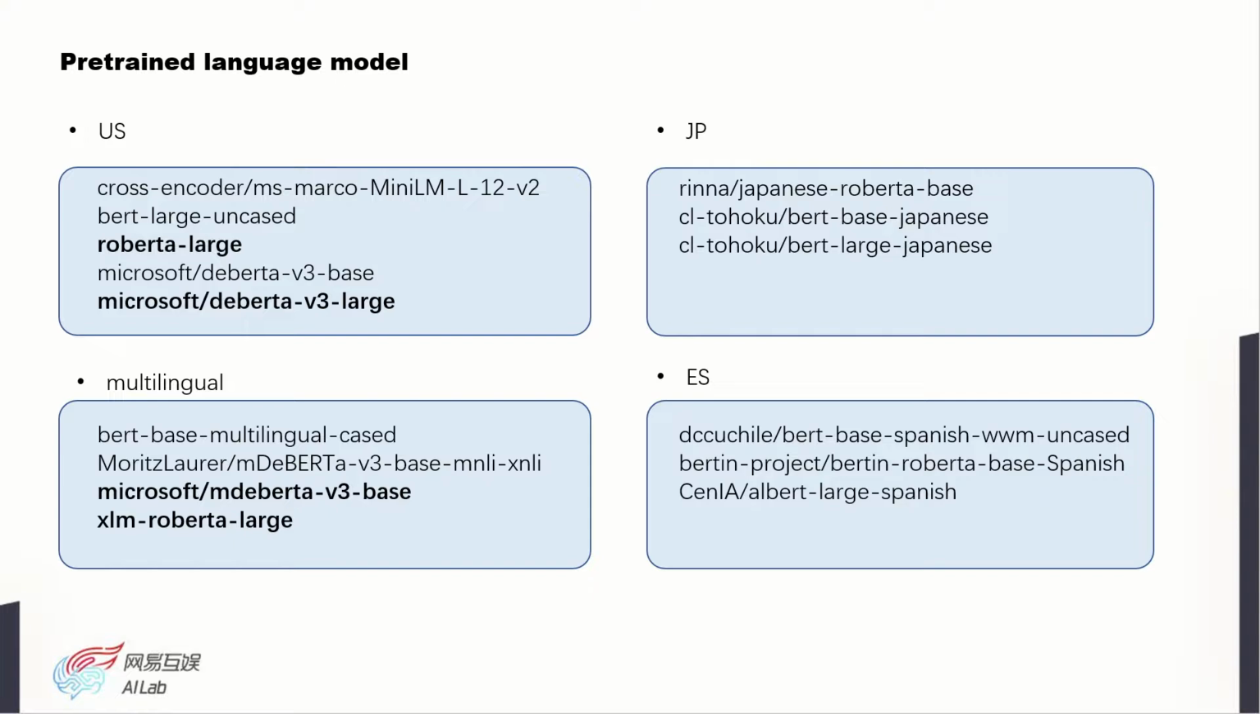There are many different pre-trained language models for the three languages, and multilingual versions as well. Through experiments, we adopted 4 pre-trained language models as our basic models, and they are RoBERTa Large, Microsoft DeBERTa v3 Large, Microsoft mDeBERTa v3 Base, and XLM-RoBERTa Large.